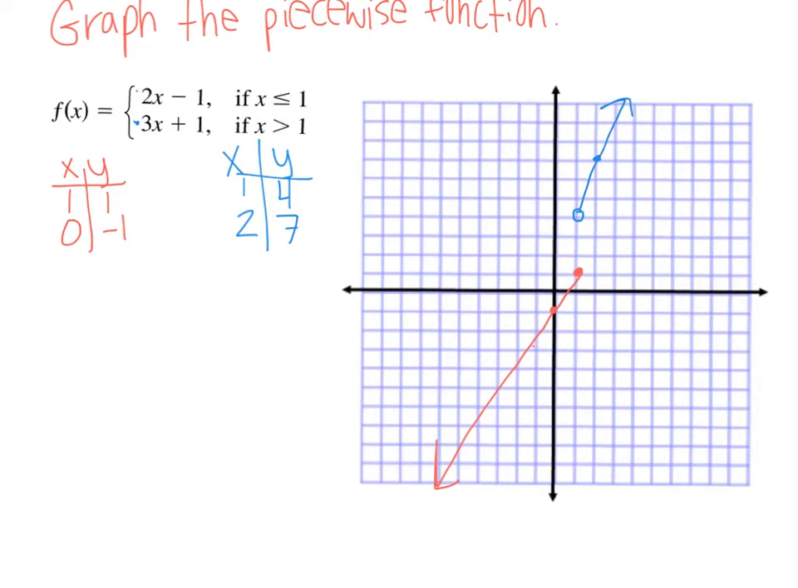I see a lot of people making the mistake of drawing it all the way to the end of the graph, like drawing a straight line and another straight line, and they end up with an X. That should not be happening. You should only be drawing a piece of each line. That's why we call it a piecewise function. Okay, and that's all.